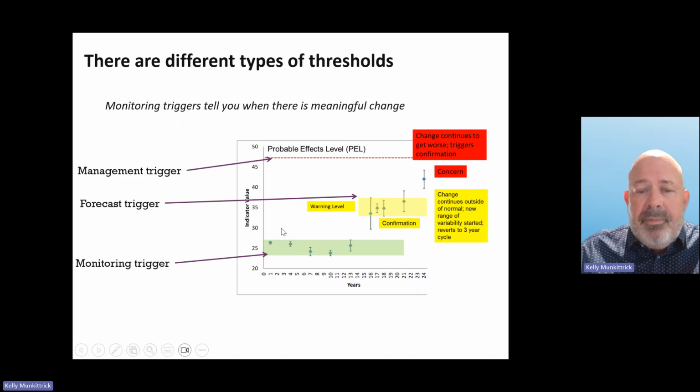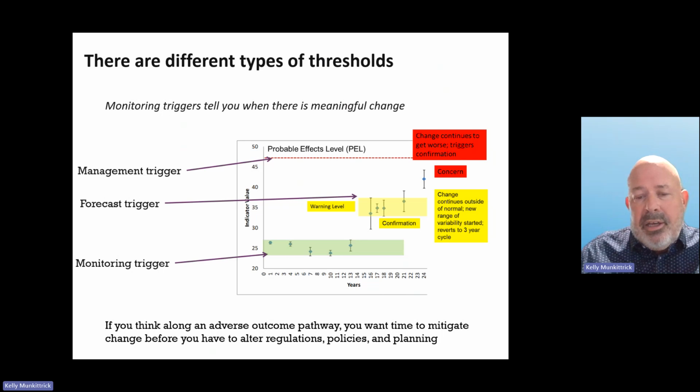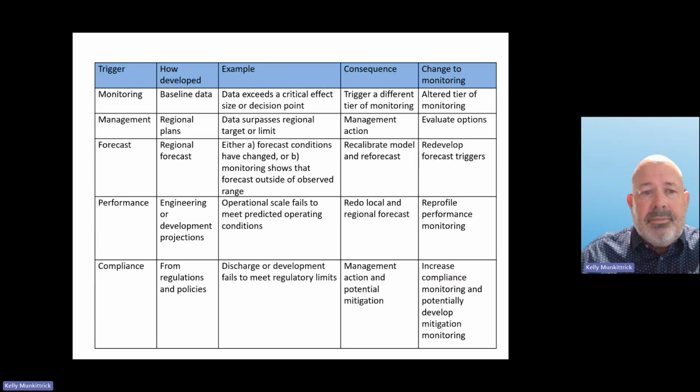And so we need some space between the management trigger and the monitoring trigger to allow us to respond before we need to change regional plans, policies, and regulations. If you think along an adverse outcome pathway, you want time to mitigate change before you have to alter these other processes.